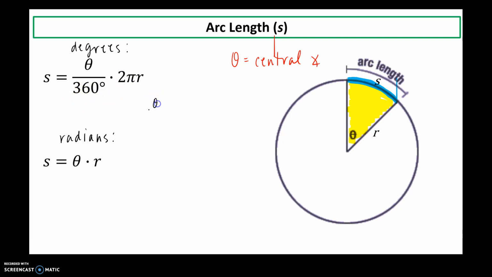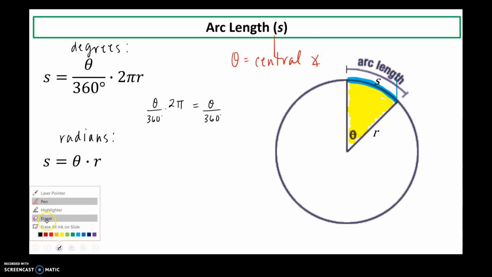If we look up here, if I take my angle measure and simplify this, I get theta over 360, over 180, times pi. That's our exact conversion to go from theta being measured in degrees to theta being measured in radians. If this is in degrees, it cancels it out. Pi tells me that my angle measure is in fact measured in radians, and that's where this simpler formula is derived from.